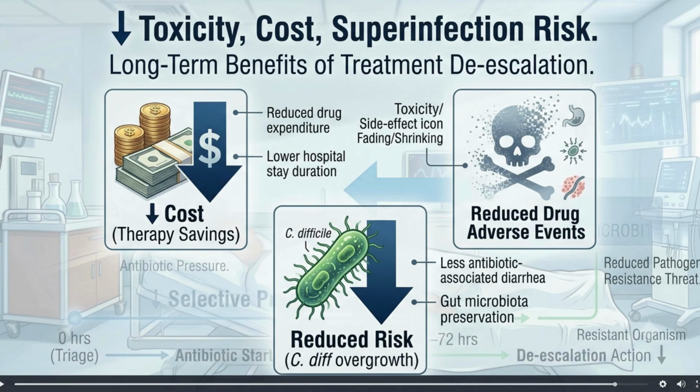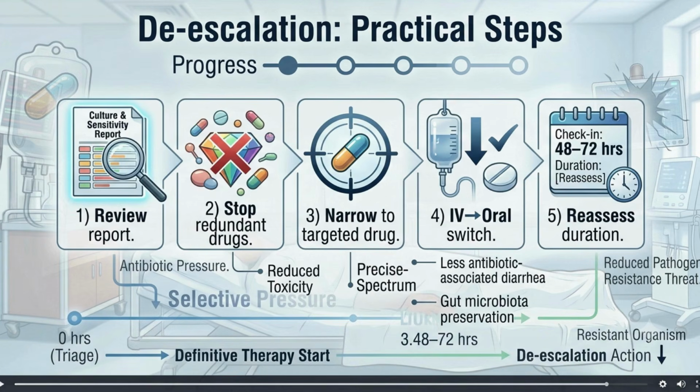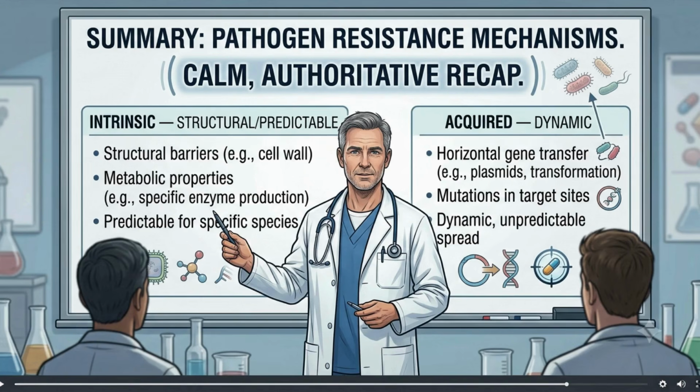Practical steps in de-escalation. Review culture and sensitivity report and clinical trajectory. Discontinue redundant or overlapping spectrum agents. Switch to the narrowest effective agent based on sensitivity. Convert IV to oral therapy where clinically appropriate. Reassess total duration. Stop therapy as soon as clinically indicated, not by habit.